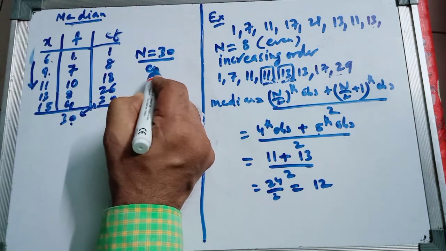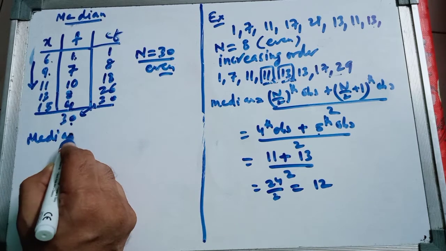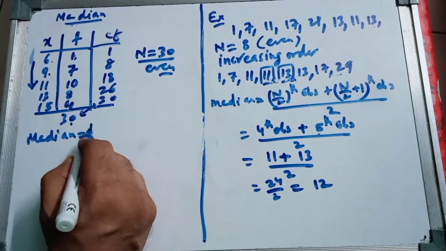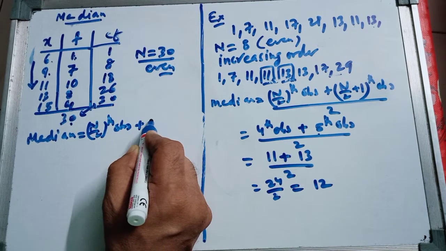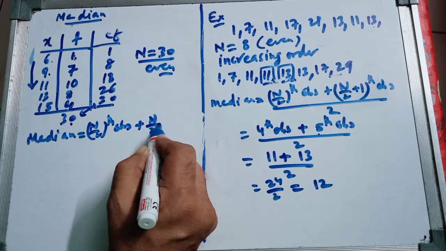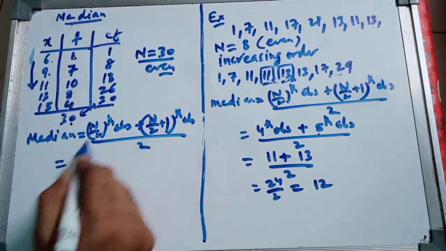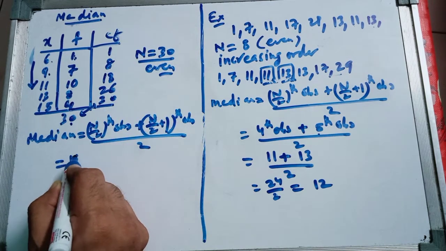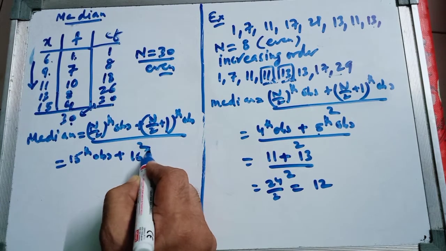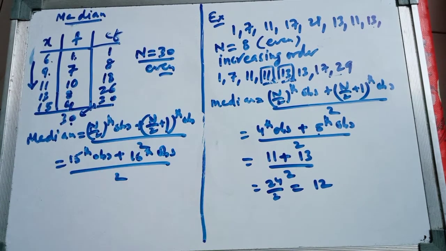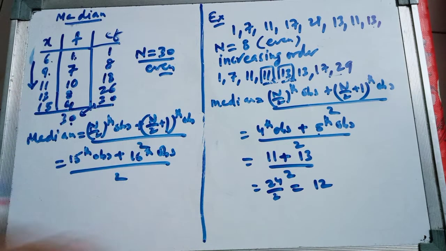So n is even. So in this case, our median is equal to n by 2th observation plus n by 2 plus 1th observation, by 2. So n is 30, so 30 by 2 is 15th observation plus 16th observation, by 2. Now how to get this 15th and 16th observation from here? Now you have to see the cumulative frequency.